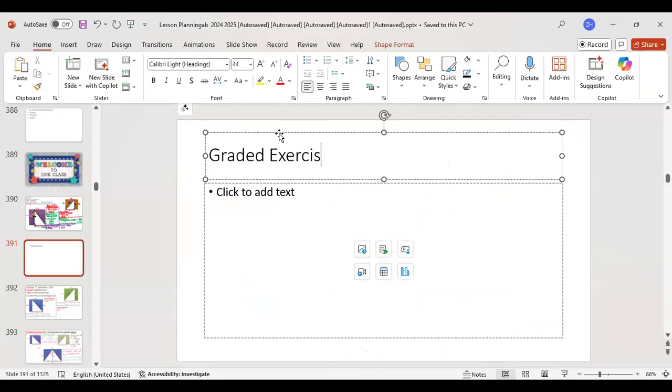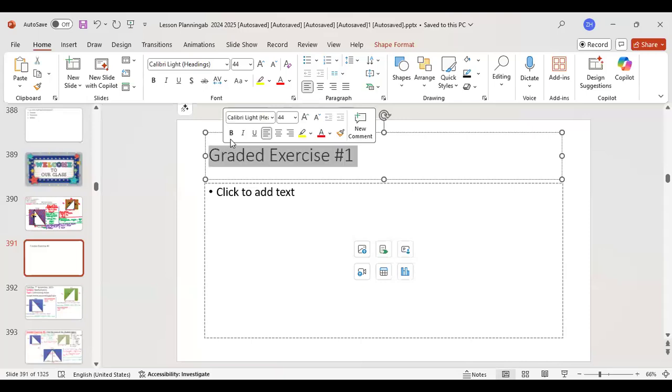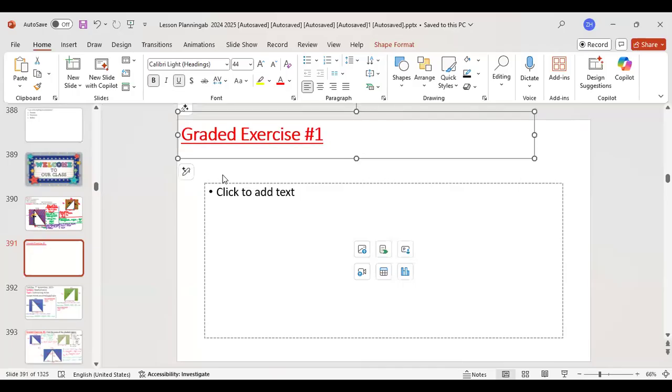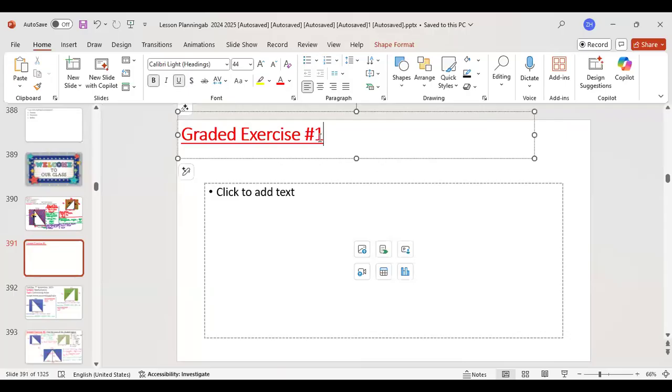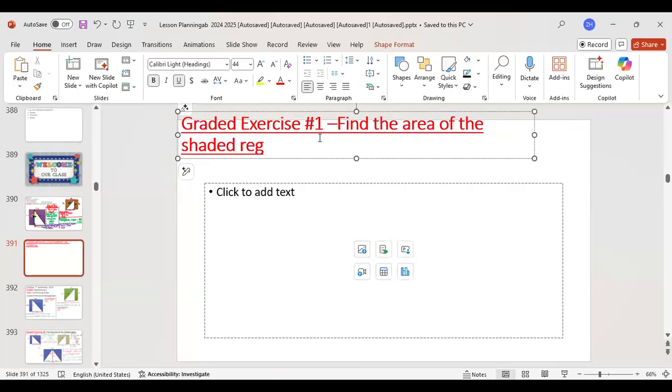Now for the grade exercise, you'll have to be careful because I'm gonna put up like a bonus. So you just have to think about it a little bit more, right? So grade exercise number 1. The instructions are to find the area of the shaded region.